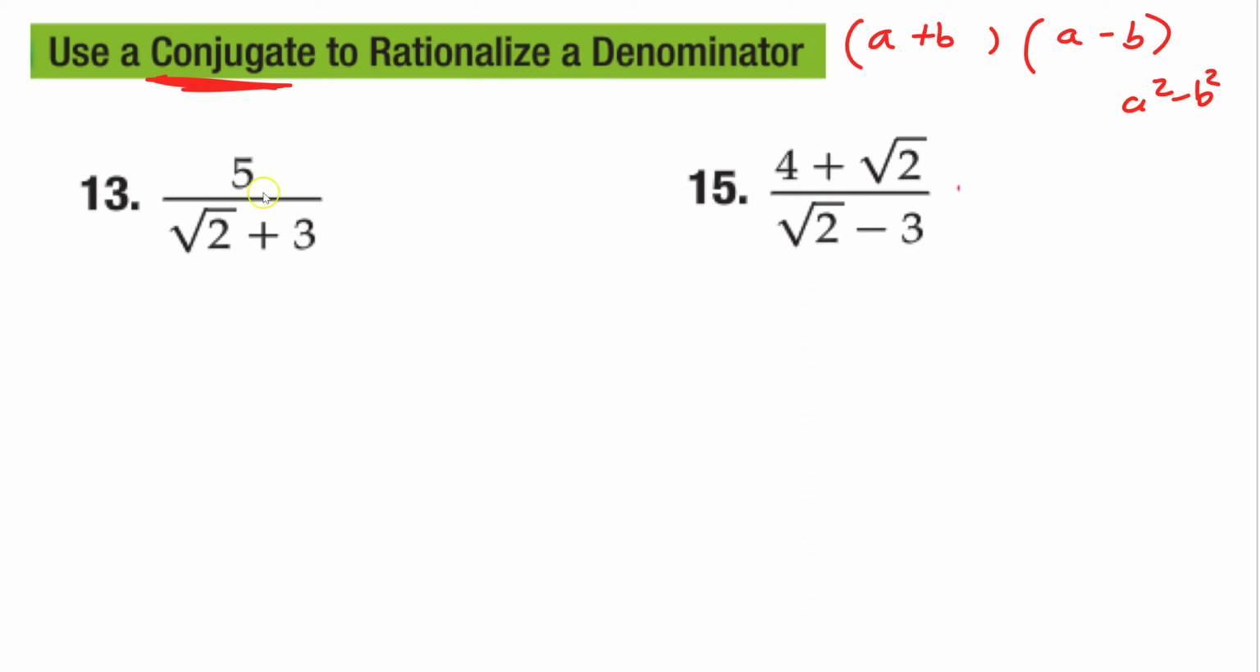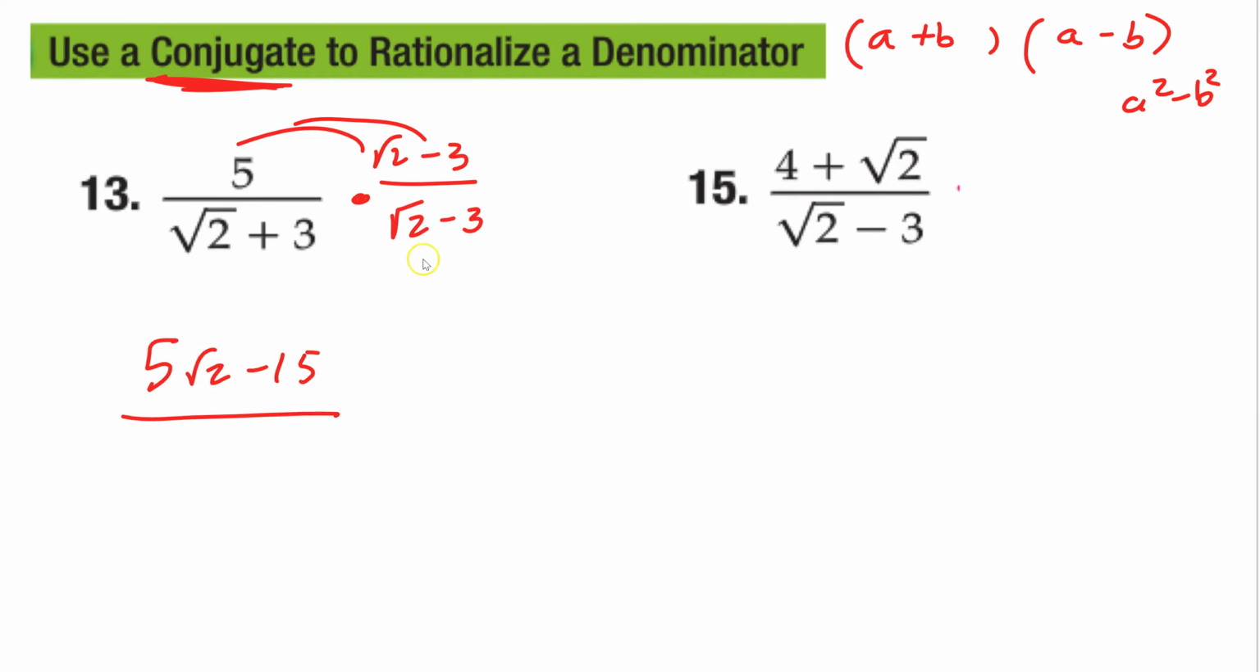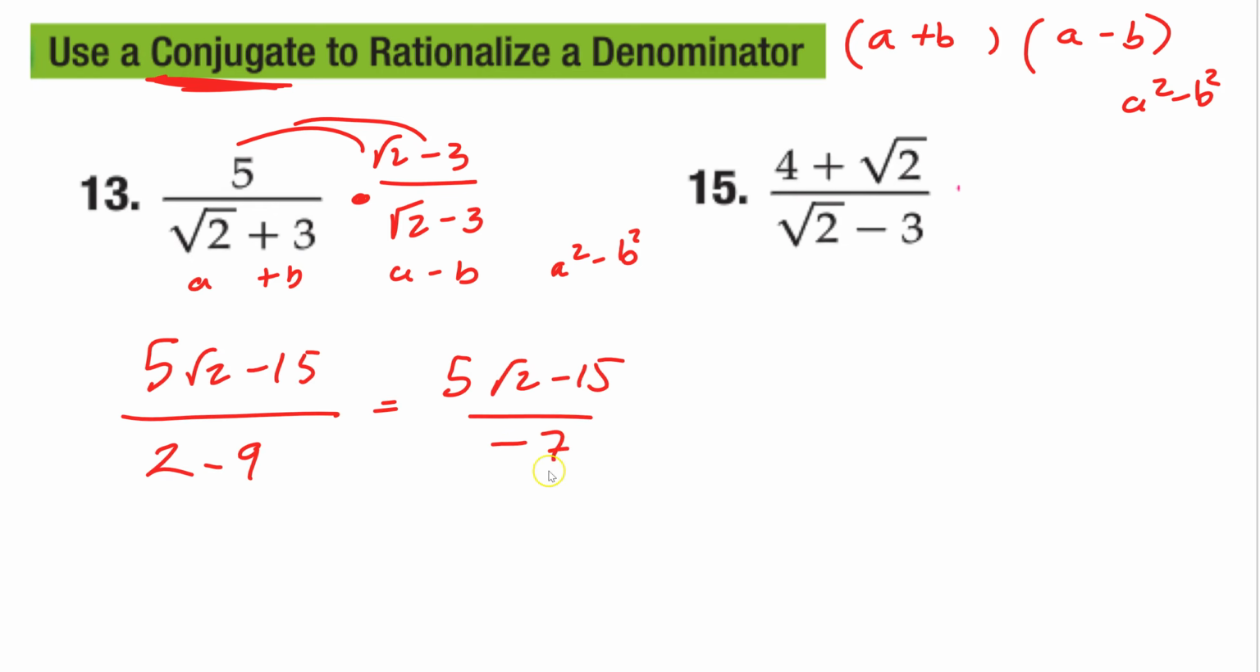So if I want to multiply the conjugate at the bottom here, I just change the middle sign. On top, you just distribute. You get 5 rad 2 minus 15. On the bottom, you can actually go through the whole process. But again, if you're multiplying a plus b times a minus b, you're going to get a squared minus b squared. So if you want to save like 10, 20 seconds, you just go, okay, rad 2 squared is 2. And then minus 3 squared is 9. So I get 5 rad 2 minus 15 over negative 7.